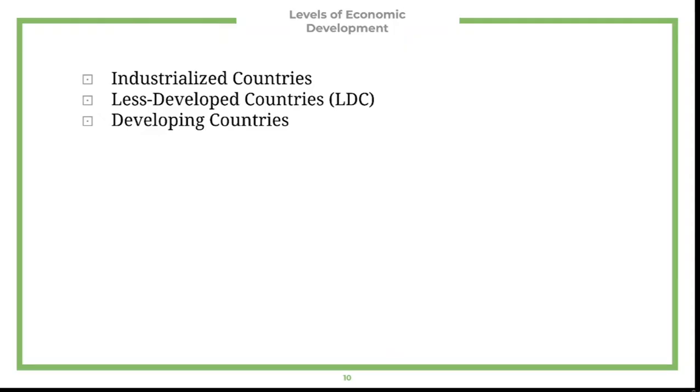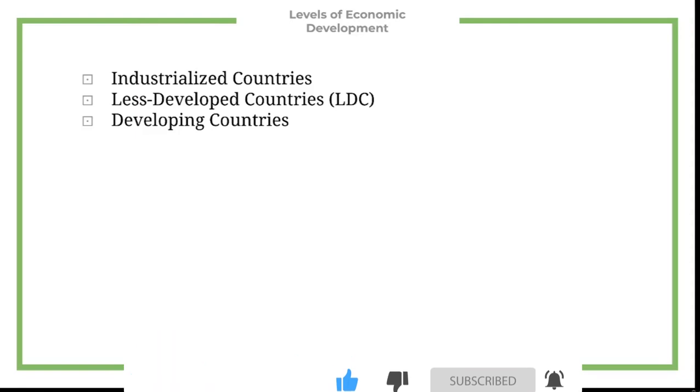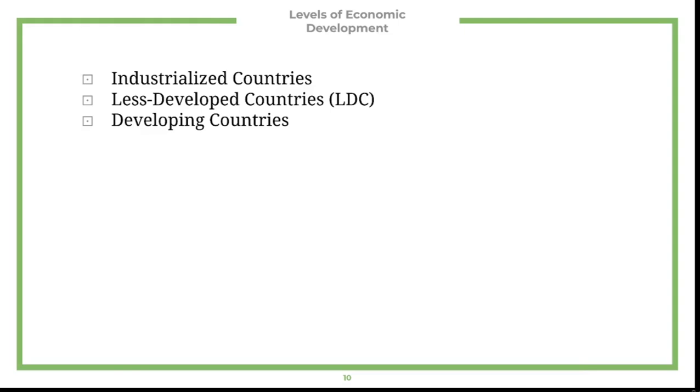So there are three different levels of economic development. The first is industrialized countries, and then the next is less developed countries, LDC for short. And finally, we have developing countries.